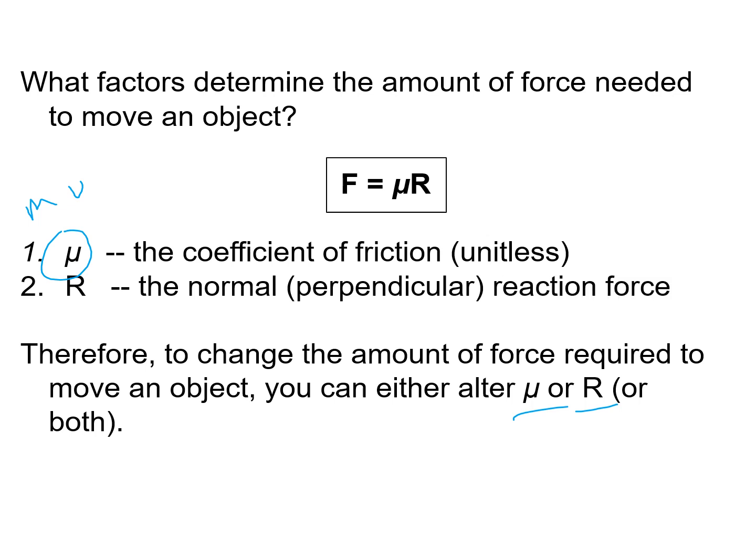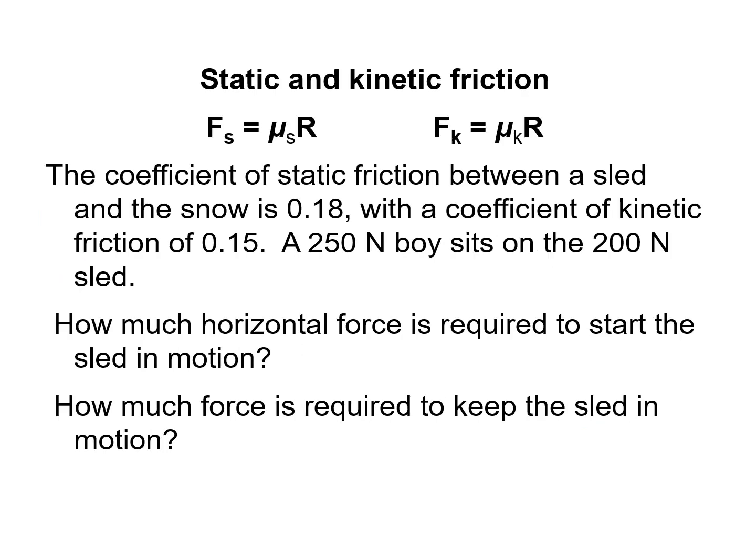So let's continue on. This is our normal perpendicular reaction force. Once again, we'll look at static and kinetic friction. They are calculated simply the same. We're just using different coefficients of friction. The coefficient of static friction, let's say between a sled and some snow, is around 0.18, with a coefficient of kinetic friction around 0.15. So let's say a 250 Newton boy sits on a 200 Newton sled.